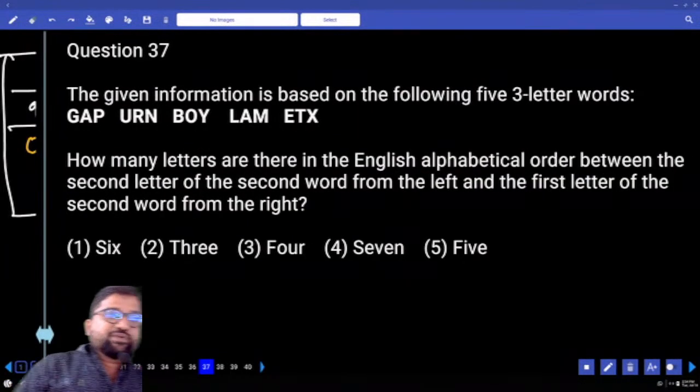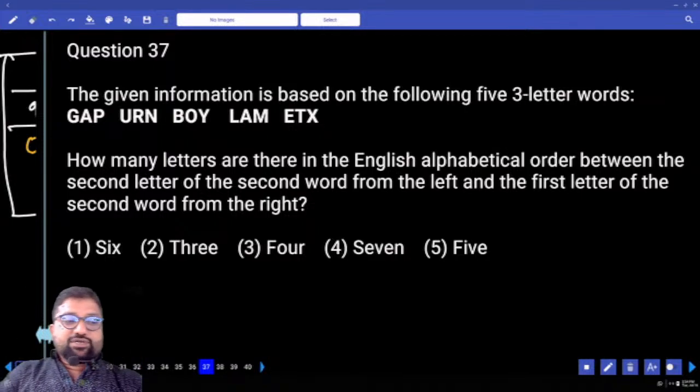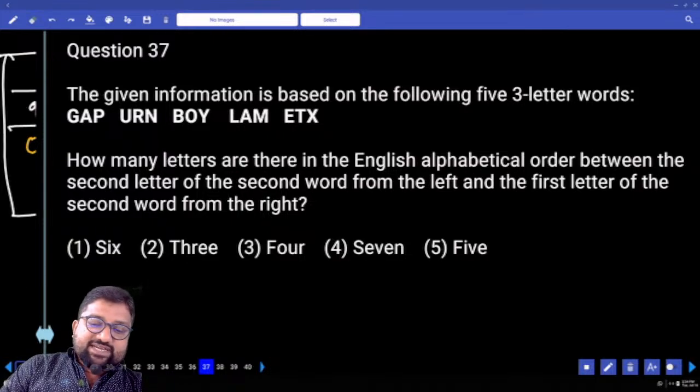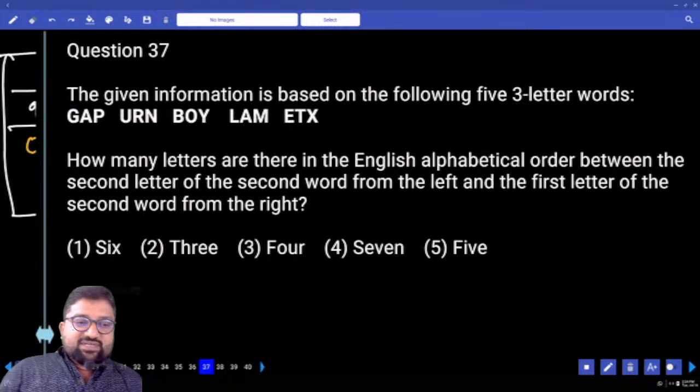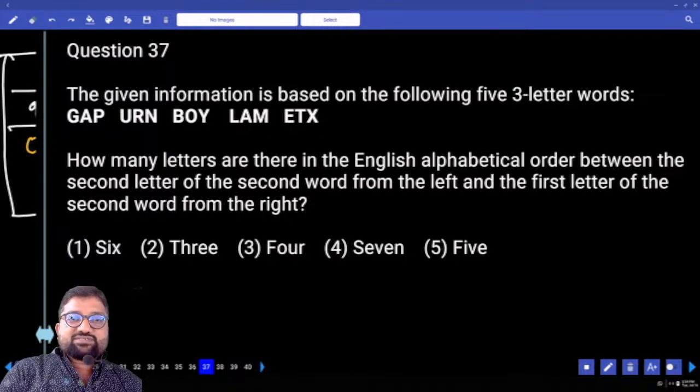For these questions, will you use pen and paper? How many letters are there in the English alphabetical order between the second letter of the second word from the left and the first letter of the second word from the right? Second letter of the second word from the left. From the left, the second word is URN, and the second letter is R.